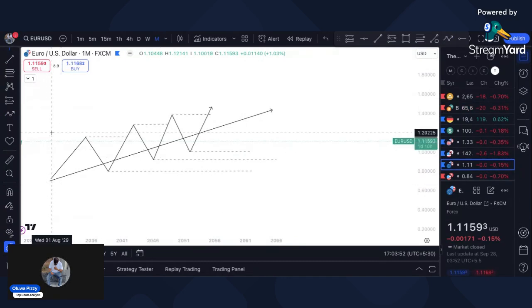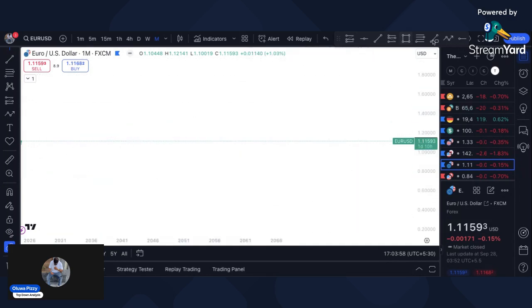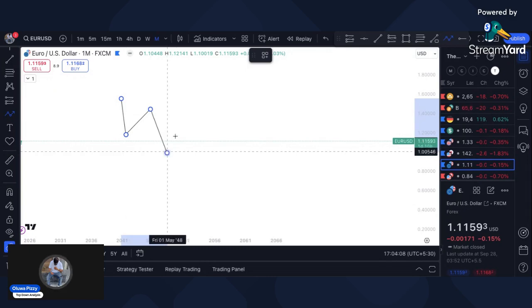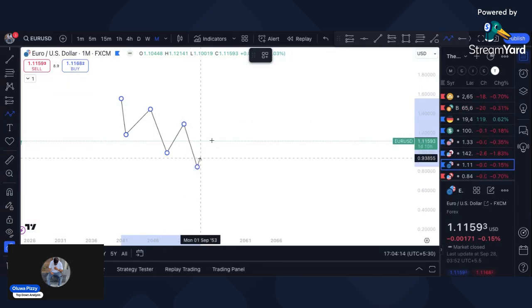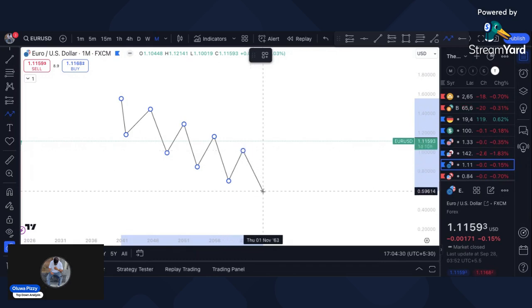You see a high, a low, a lower high, a lower low, a lower high, a lower low. This is called a lower high because this high is lower than this. So this is a lower low, and this is a lower high and a lower low.